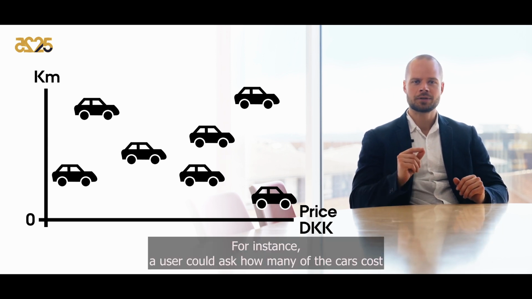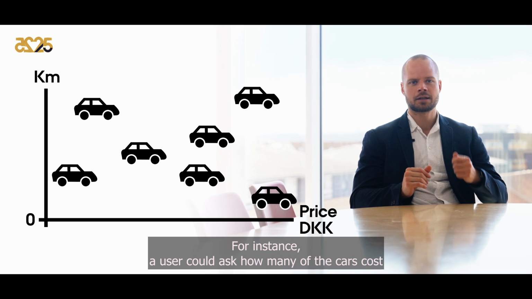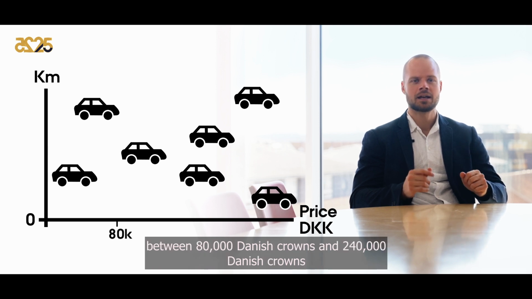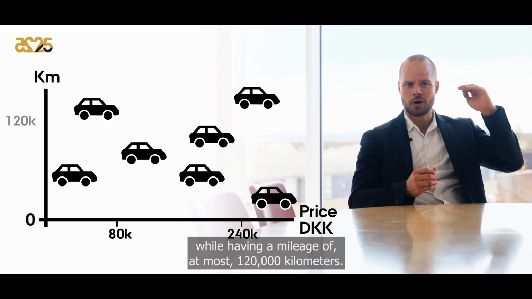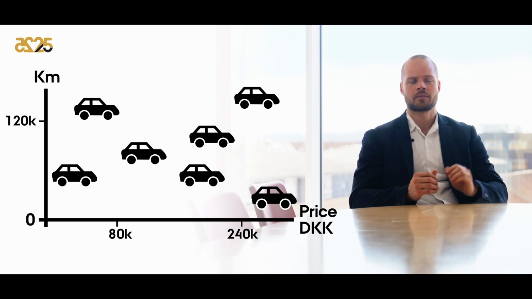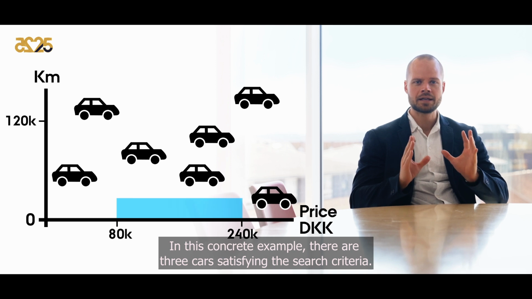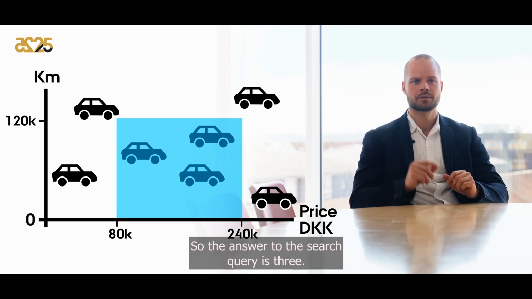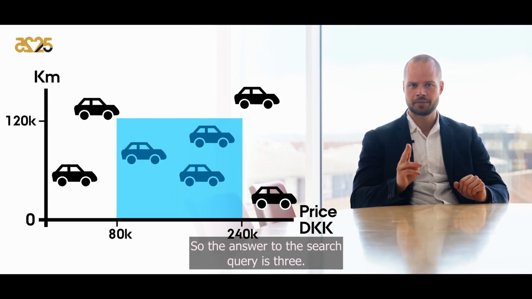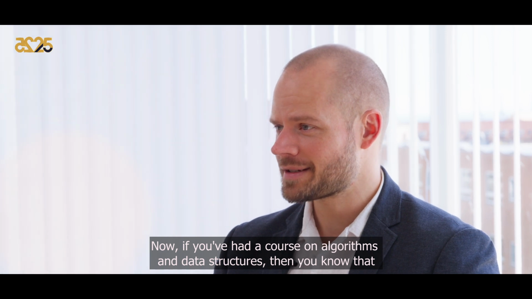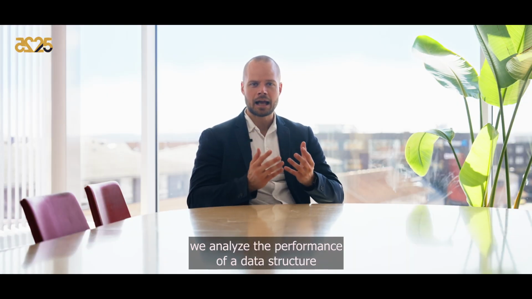For instance, a user could ask how many of the cars cost between 80,000 Danish crowns and 240,000 Danish crowns while having a mileage of at most 120,000 kilometers. In this concrete example, there are 3 cars satisfying the search criteria, so the answer to the search query is 3.